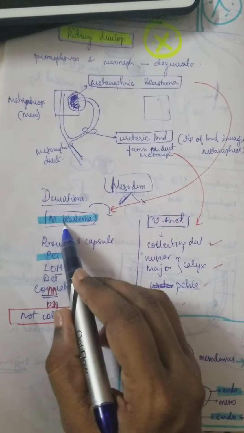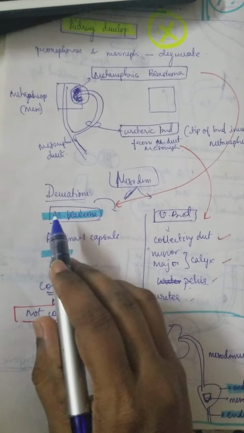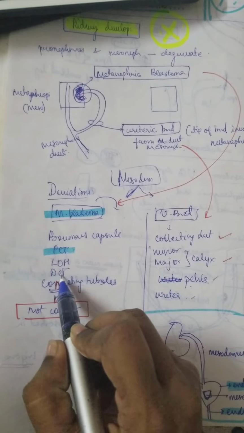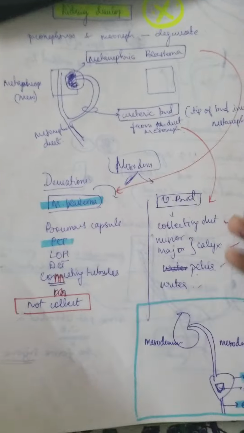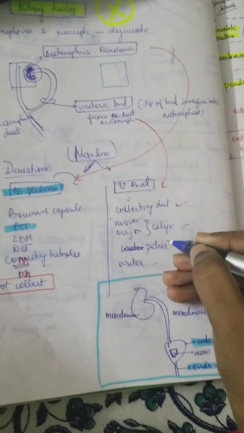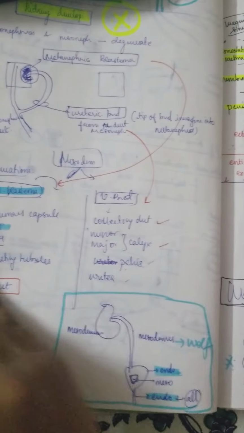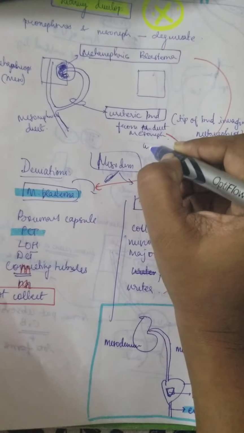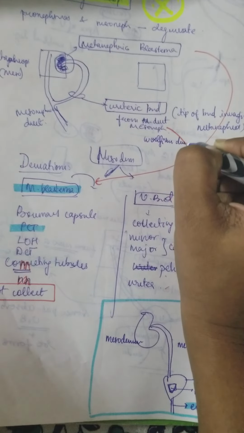This metanephric blastema will give rise to Bowman's capsule, PCT, loop of Henle, DCT, and connecting tubules. And the rest of the system, collecting duct, major and minor calyx, pelvis, and ureter, will be coming from the ureteric bud, which is the mesonephric duct or the Wolffian duct.